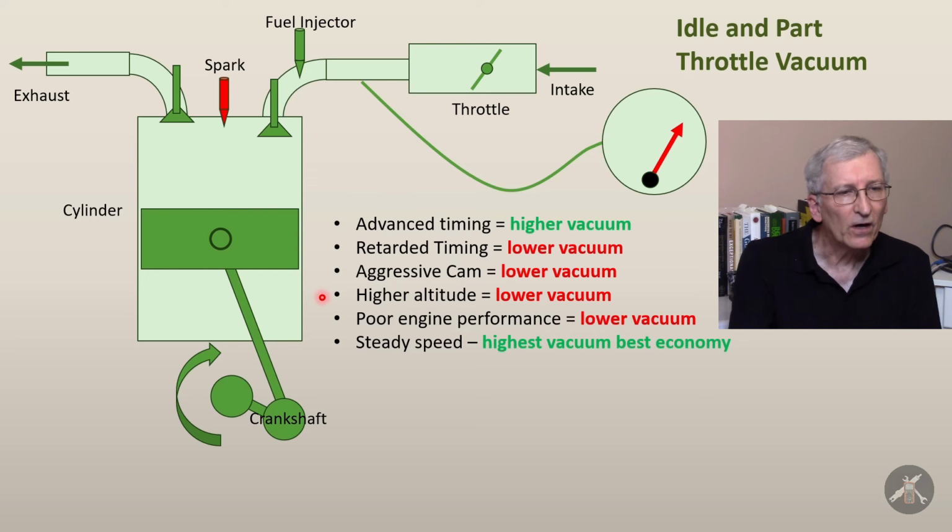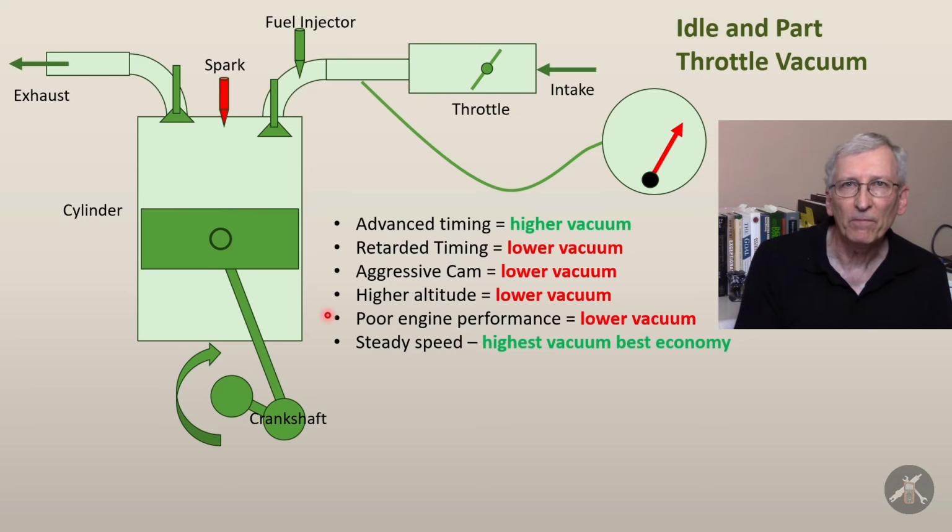In any case, poor engine performance: if your compression is bad, if your valves are leaking, if you have generally poor engine performance, your vacuum will be lower. And at steady speed, going back to my 60 mile an hour comment, your best fuel economy will typically be in the range where your vacuum is the highest.